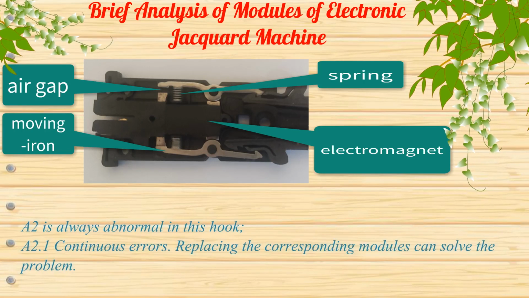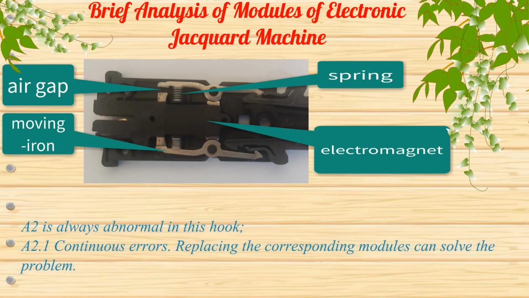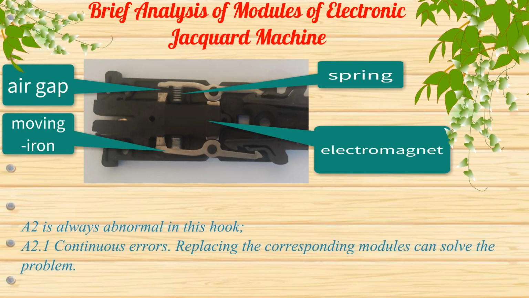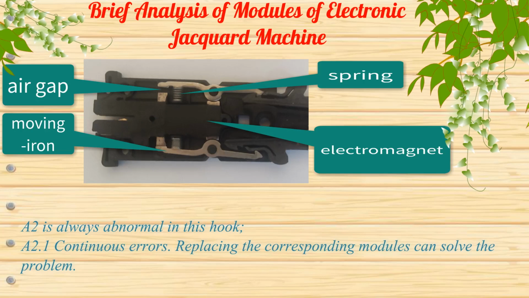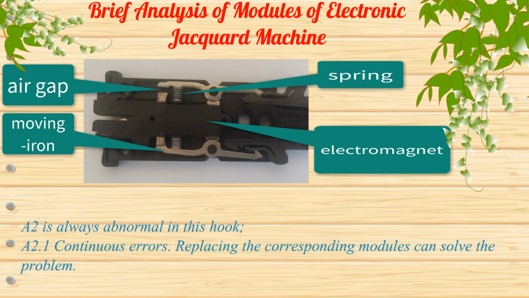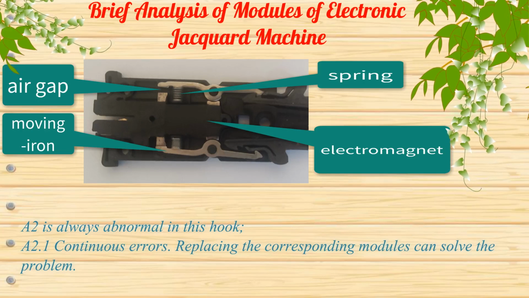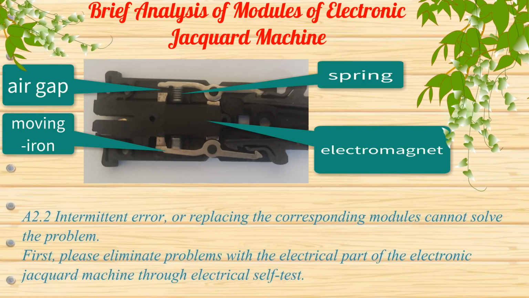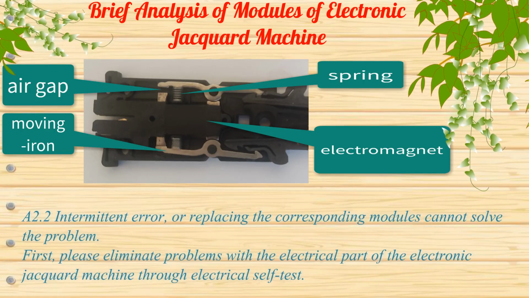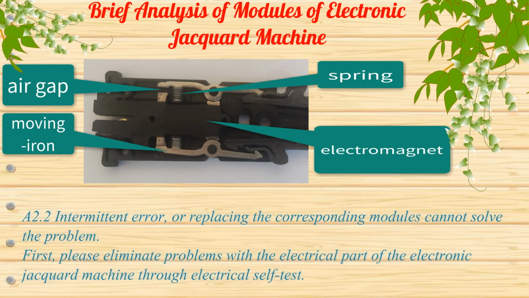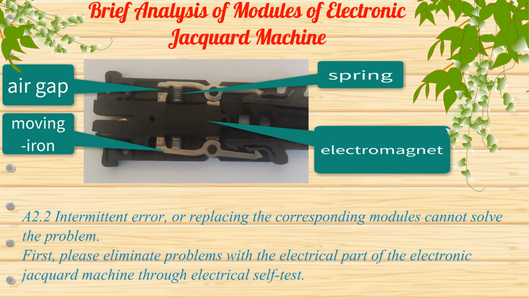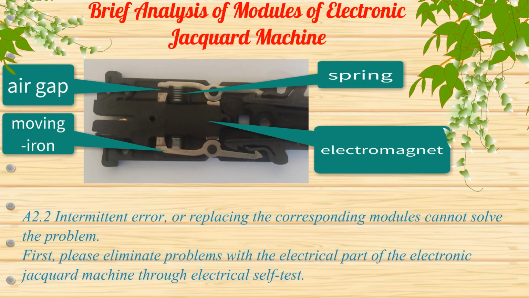A2. Always abnormal in this hook. A2.1 Continuous errors. Replacing the corresponding modules can solve the problem. A2.2 Intermittent error, or replacing the corresponding modules cannot solve the problem.